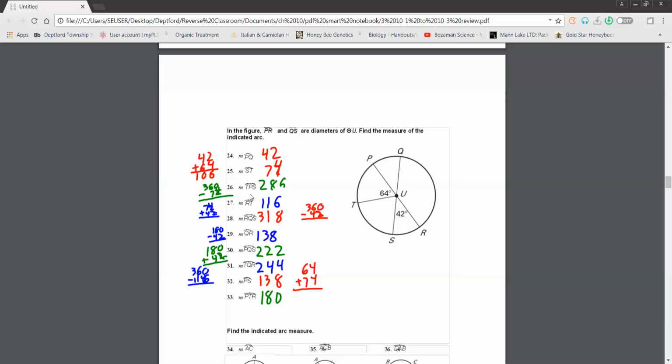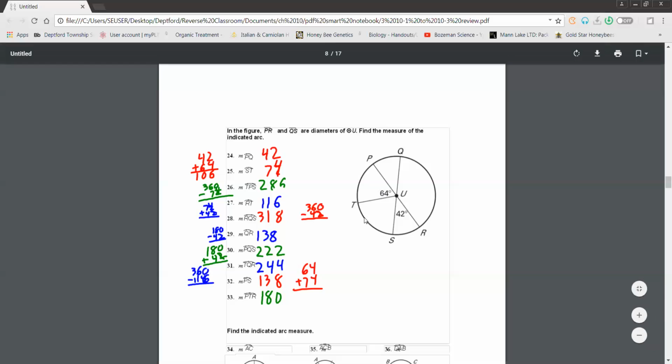If you have 2 letters, like here I have PS, if I look at this section, that's more than 180. That is the wrong arc. So if you have 2 letters and you get more than 180, you went the wrong direction. So PS is this here, which is the 64 plus the 74. 2 letters is always the shortest direction. So PS, I'm coming this way.